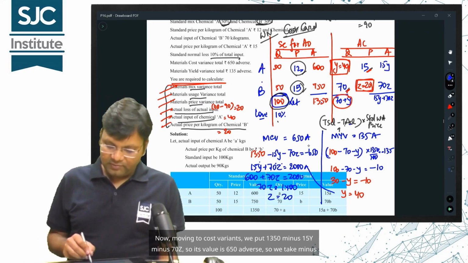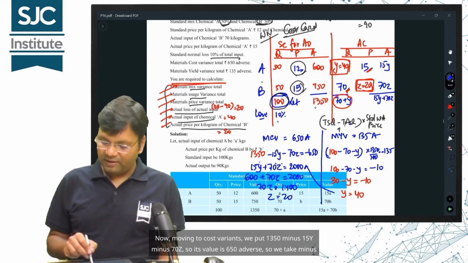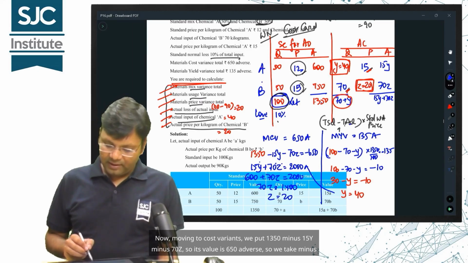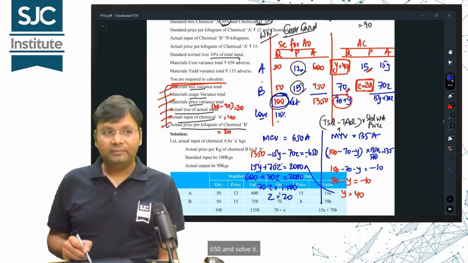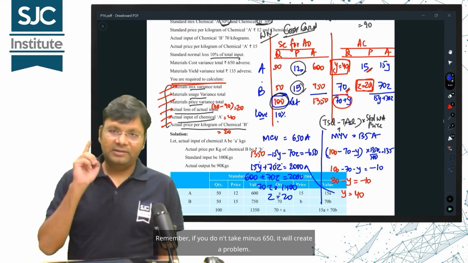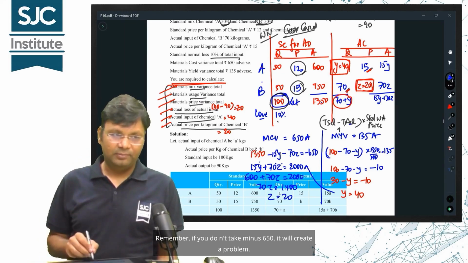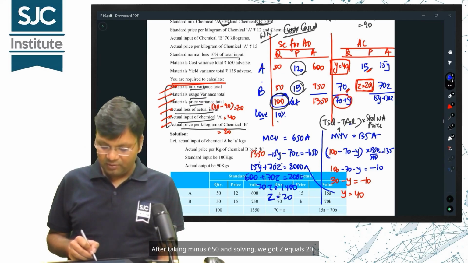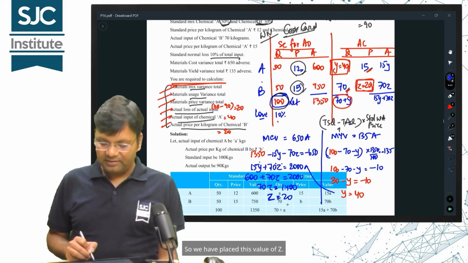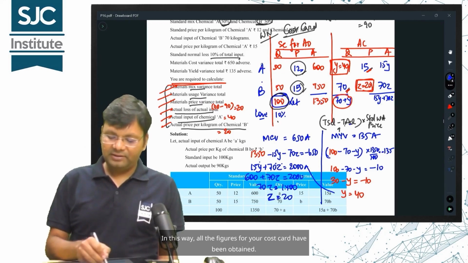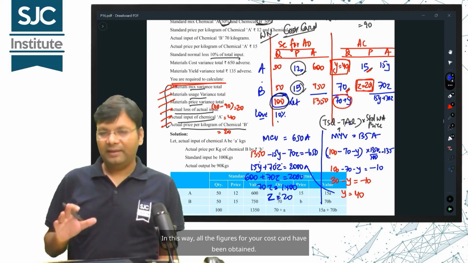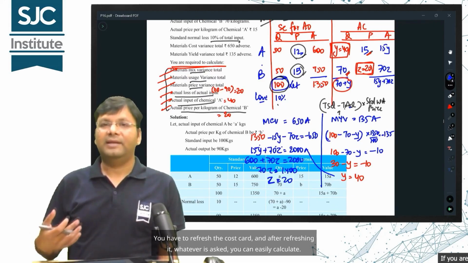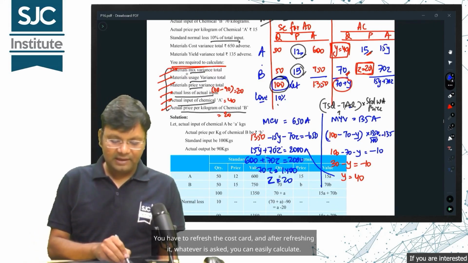Now, moving to cost variance, we put 1350 minus 15Y minus 70Z, so its value is 650 adverse, so we take minus 650 and solve it. Remember, if you don't take minus 650, it will create a problem. After taking minus 650 and solving, we got Z equals 20. So we have placed this value of Z. In this way, all the figures for your cost card have been obtained. Now what do you have to do? You have to refresh the cost card, and after refreshing it, whatever is asked, you can easily calculate.